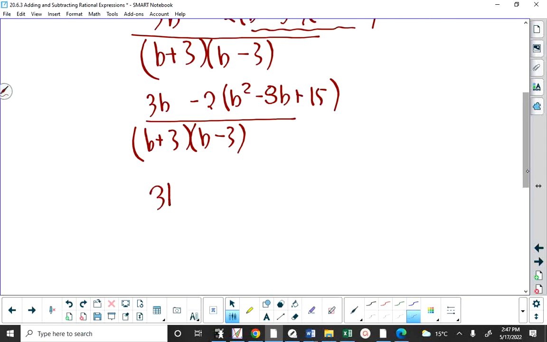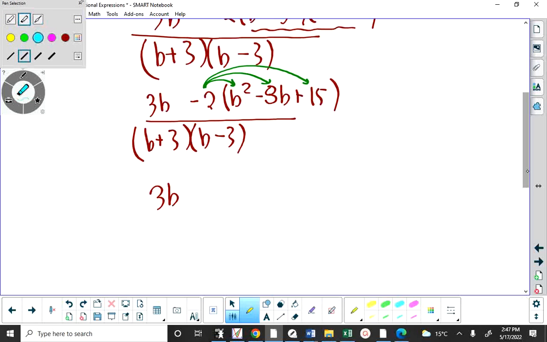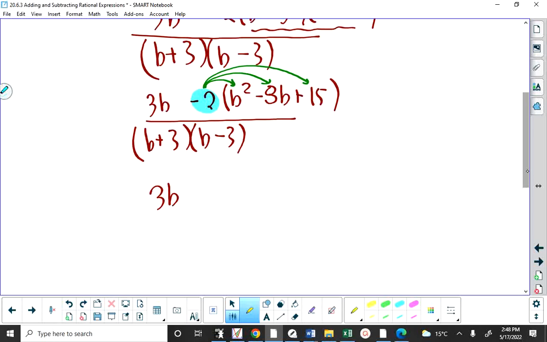3b. When I multiply this through, I don't know that this has actually come up in this course yet. When I multiply that through, don't think of that minus as minus. Think of it as a negative that is connected to that 2. It's negative 2 times everything. Otherwise, you have minus 2 times all of that. It gets a little messy.